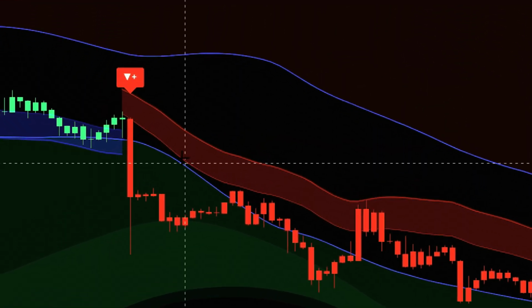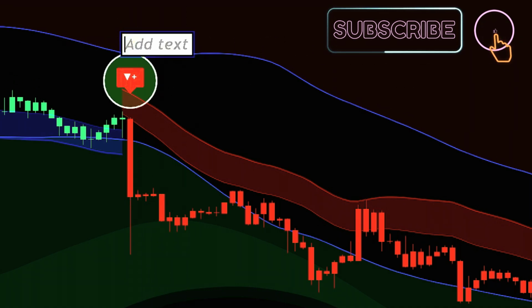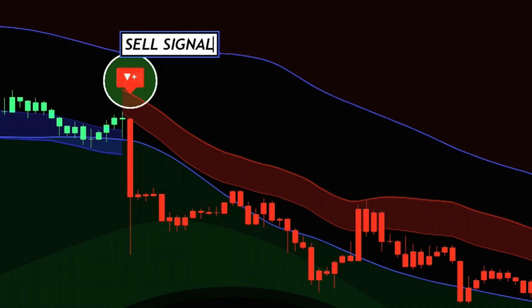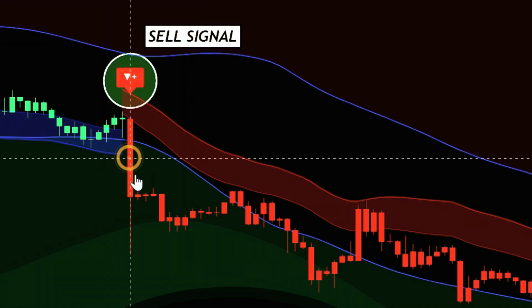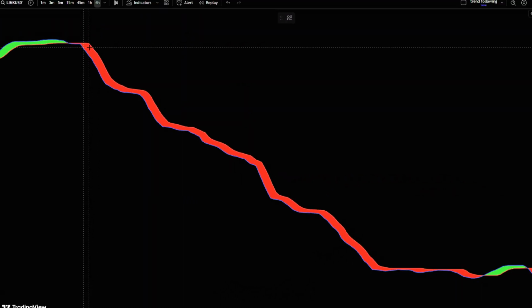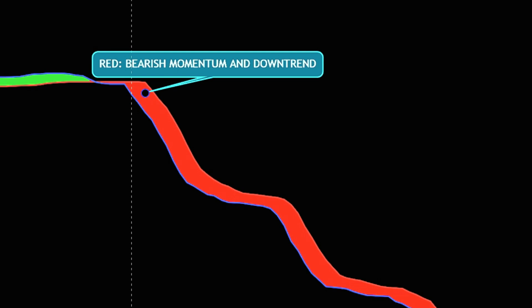And for a sell trade, it's the exact same logic, just flipped upside down. I'd wait for a red sell arrow to appear on the chart, and then I immediately check my filter. If the ribbon at the bottom is red, confirming the bearish momentum, then I'd consider that a valid sell setup.